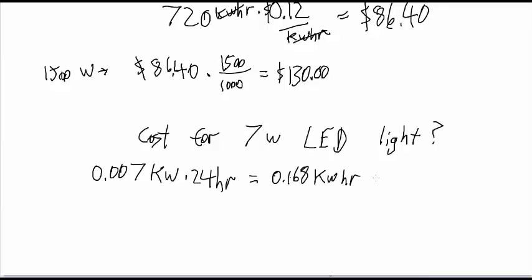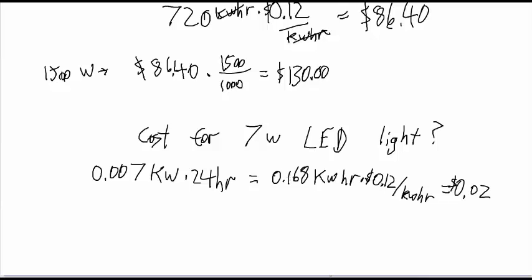So what if you left this on for a day? What would happen? You'd use that much energy, multiply by the cost per energy, and that gives us 2 cents. So you would waste 2 cents if you left your LED light on for 24 hours.